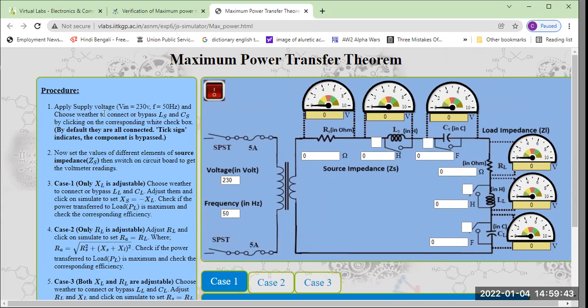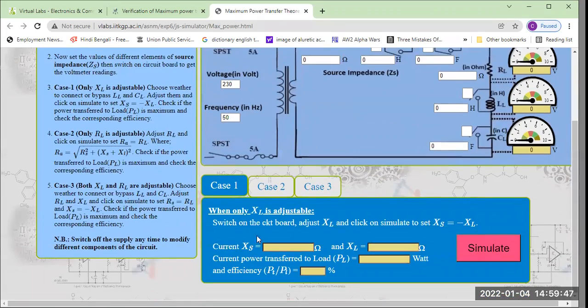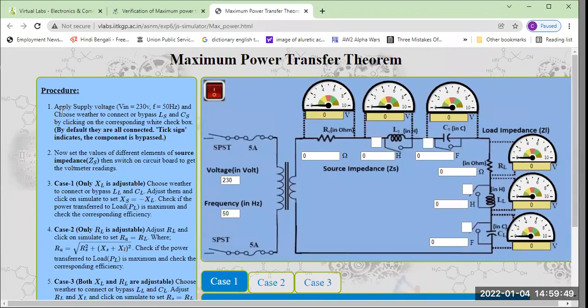First, you should read this portion. If you don't read this, then you can't understand. Okay, first apply the supply voltage V in 230 volt and frequency is 50 hertz. Okay, this is just like your board experiment kit. You can see this is the 230 volt and 50 hertz, so we no need to change it.